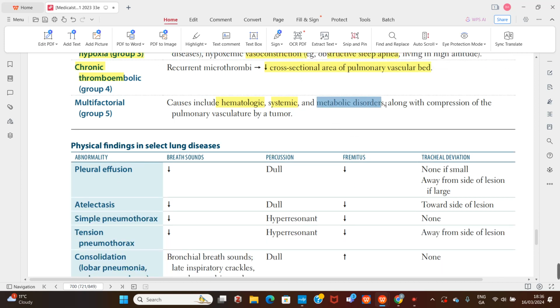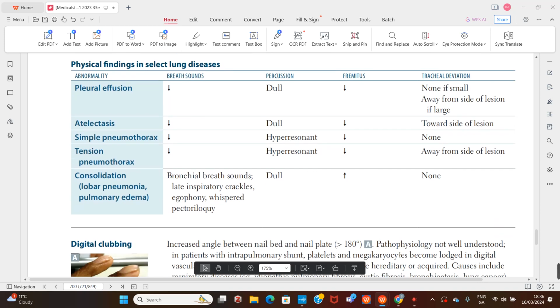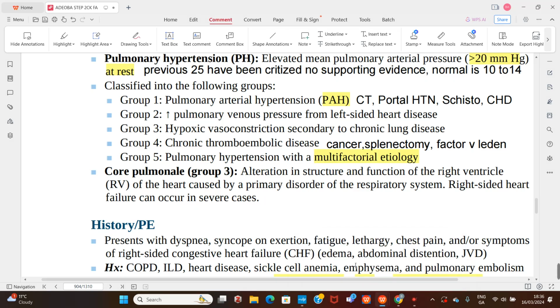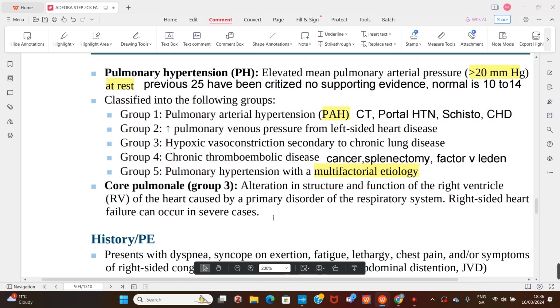Metabolic, people with DM can easily damage the endothelium. The inflammatory reaction can lead to obstruction. Even the plaques from the atherosclerosis, everything can narrow the vasculature, leading to pulmonary hypertension. So that's that about the cause of pulmonary hypertension.